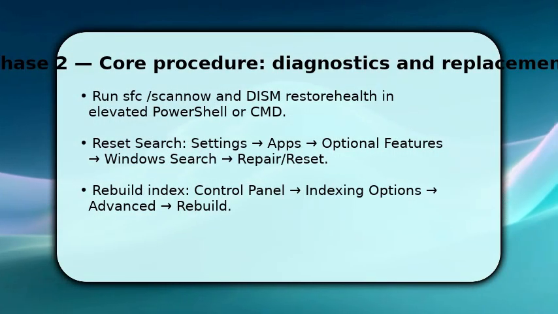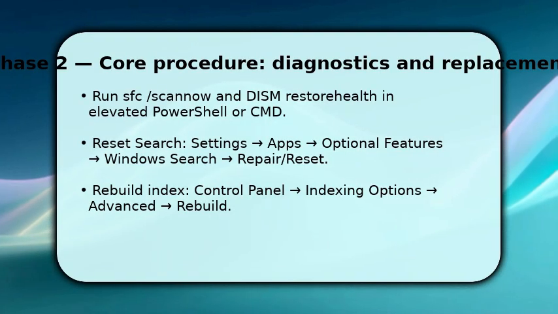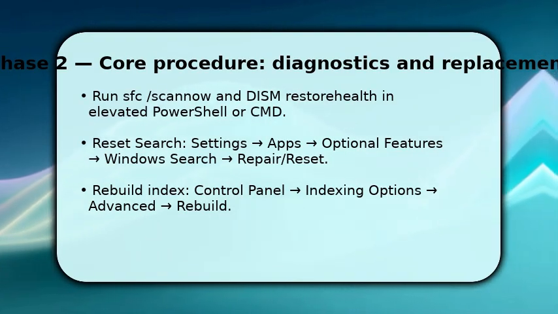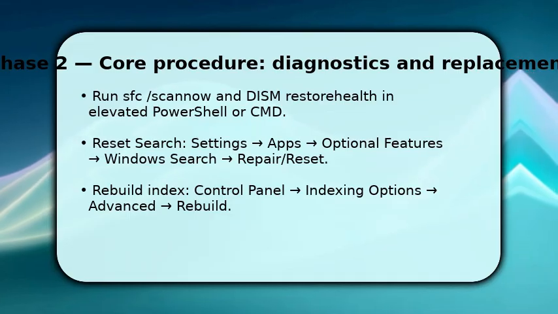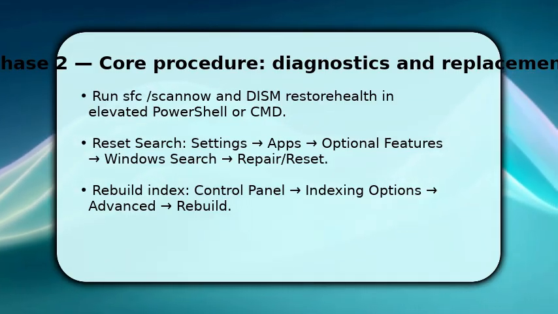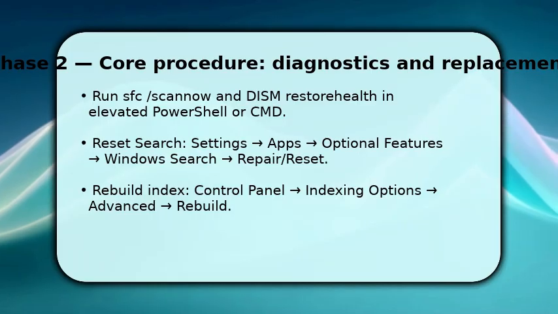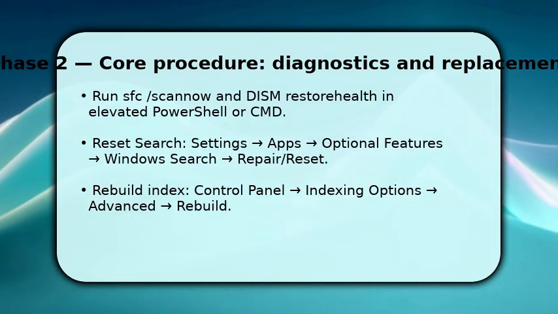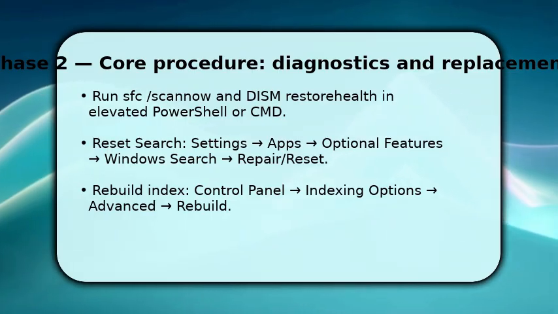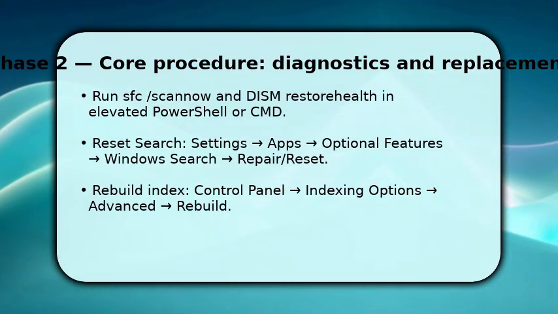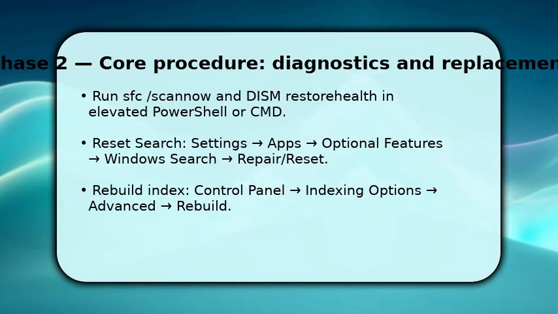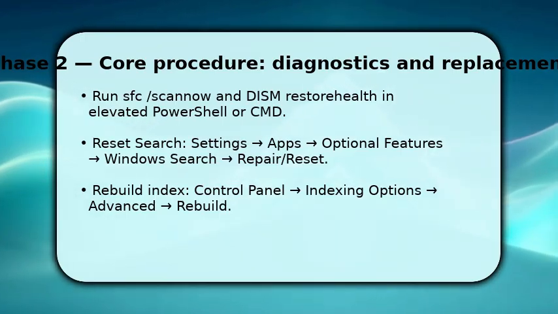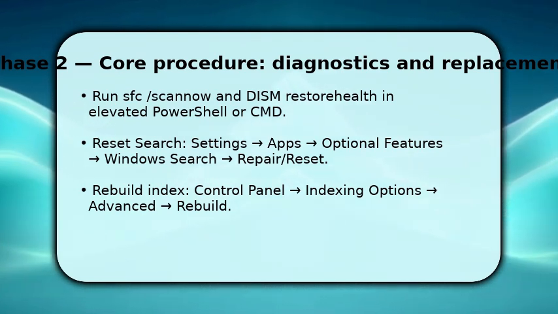Next, repair core components so you address corrupt files. Open an elevated PowerShell and run sfc /scannow, then dism /online /cleanup-image /restorehealth to fix system images. This repairs damaged search binaries. After that, reset the Windows Search optional feature from settings to force fresh registry and service defaults. Finally, rebuild the search index in indexing options to restore accurate search results. Do these steps in sequence, because file repairs support a successful reset and a clean index rebuild.